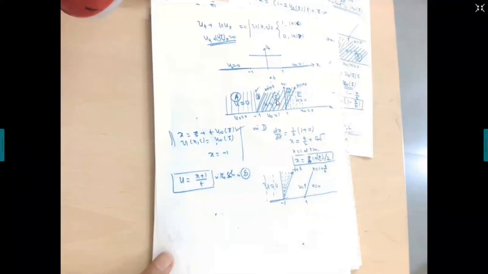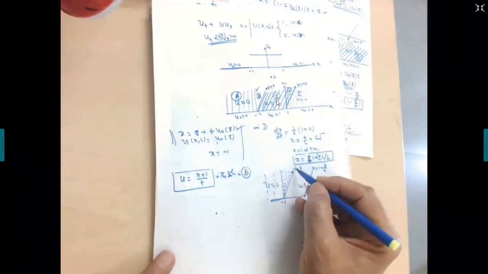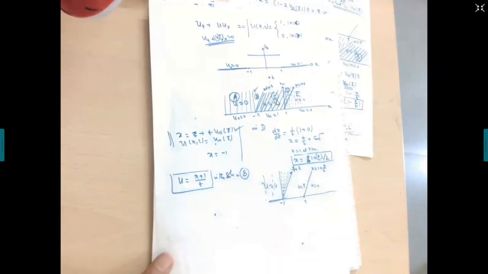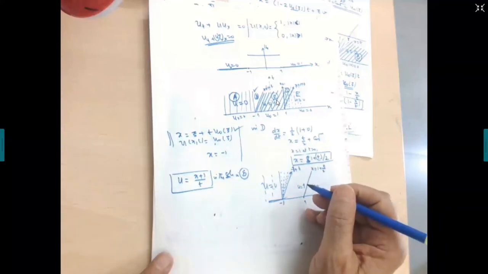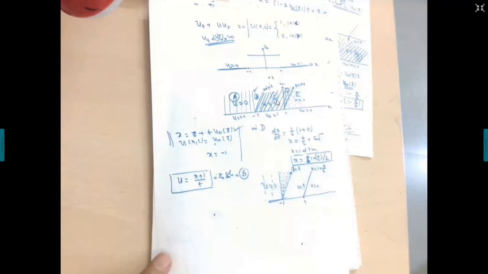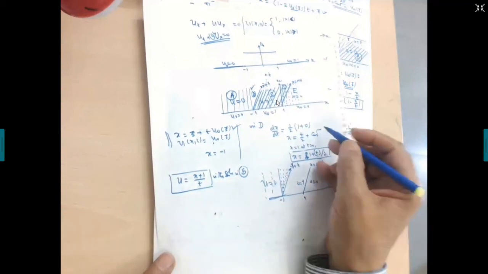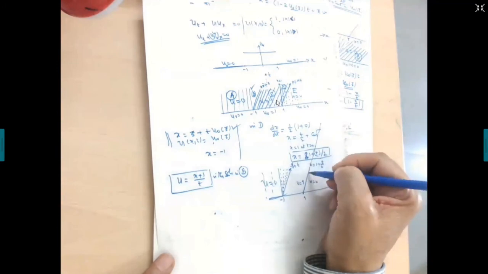Now can you tell me what's going to happen? This is your minus 1 plus t and this is your 1 plus t by 2. Do we expect that they will intersect somewhere? Yes, sir. They will intersect. Can you tell me where do they intersect in the region?